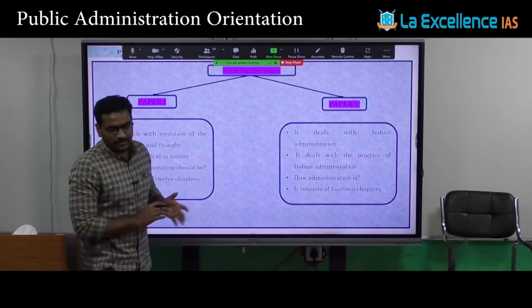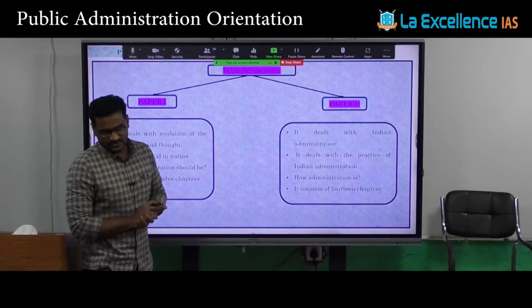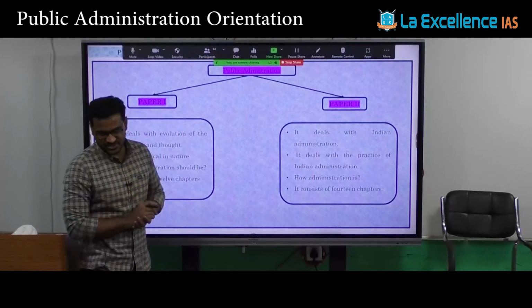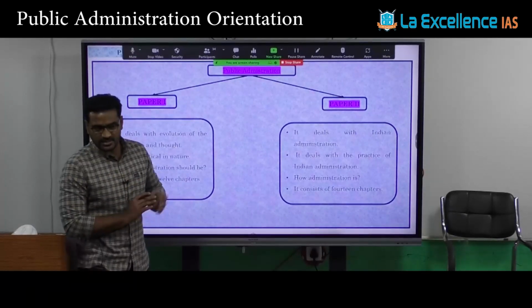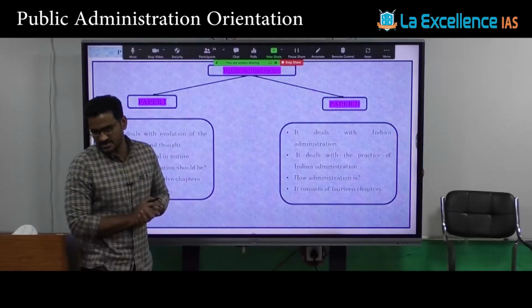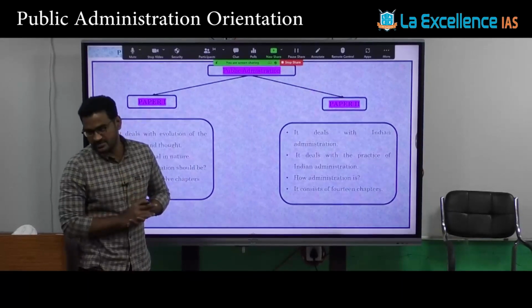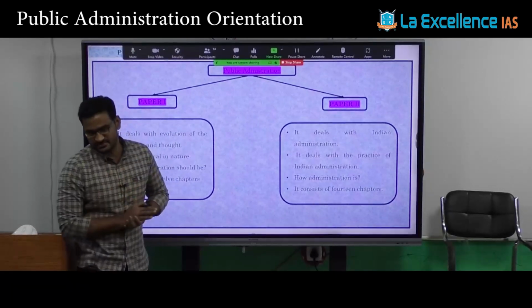So paper 1 basically deals with the theoretical part. It deals with public administration. And paper 2 deals with Indian administration. Paper 1 is theory and paper 2 is practice. How administration should be is the most important question which paper 1 tries to address.